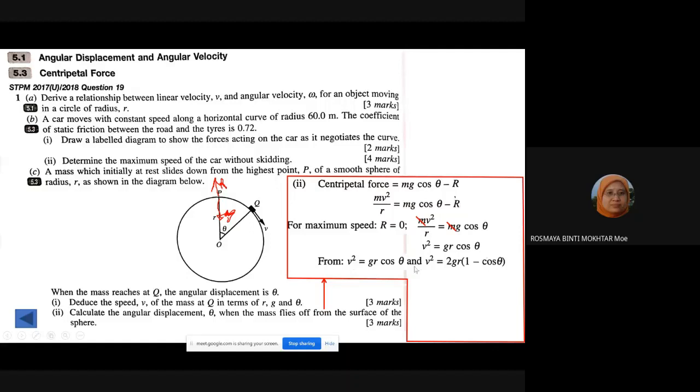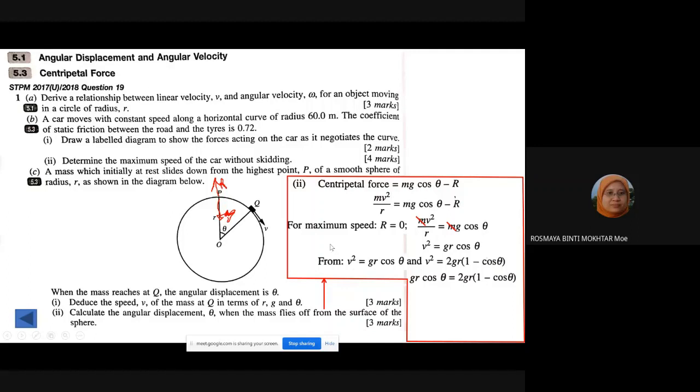So from the previous one, we get v squared equals to 2gR bracket 1 minus cos theta. And this is the second equation. So the first becomes the first equation, the second becomes the second equation. So we can use simultaneous equations to determine the v. So we equate them both, because the v is the same v from the principle of conservation of energy.